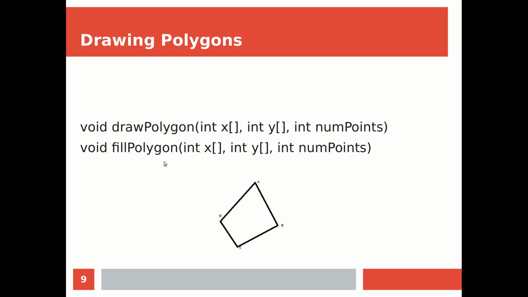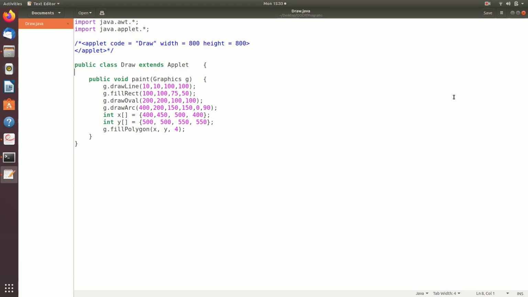Similarly, we have fill polygon also, which will fill this entire polygon with a color, and the default color is always black. Now we see a program implementing all these methods. We have used almost every method that we have seen in this lecture. We have draw line, we have fill rect, draw oval, draw arc, and drawing the polygon also. In the case of draw line, you can see that we have passed 4 different parameters.